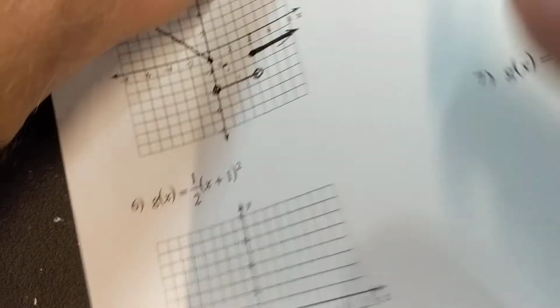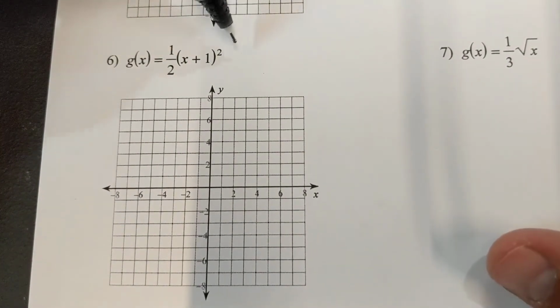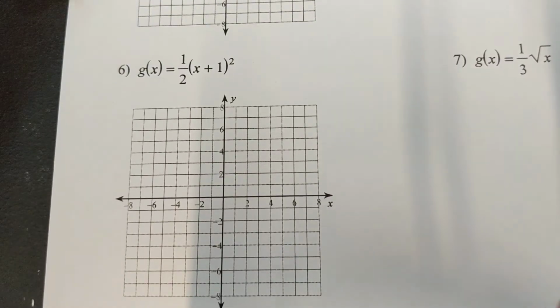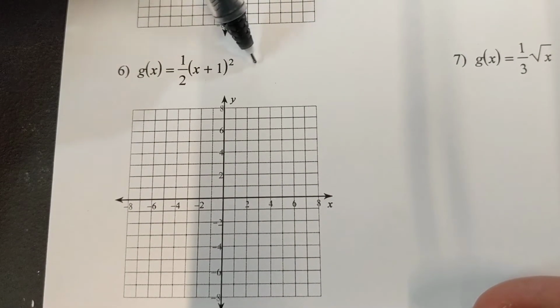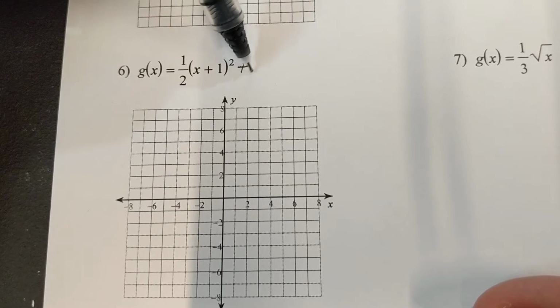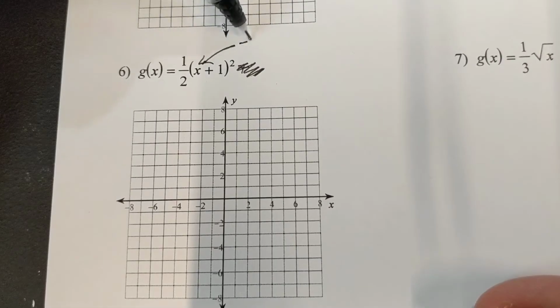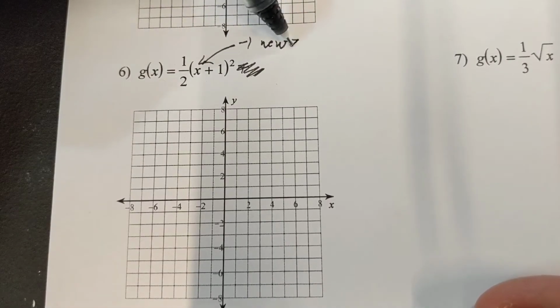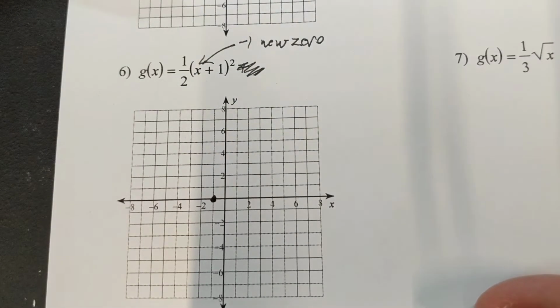On the next one, number 6, we have a bit of a translation and a dilation, or compression, I don't know what they call it. So then, let's see here. This thing has no up and down movement. There's no plus or minus out here, so there's nothing there. There's no up or down, but I do have a new 0. -1 is the new 0. So we'll go -1, that's the new 0.